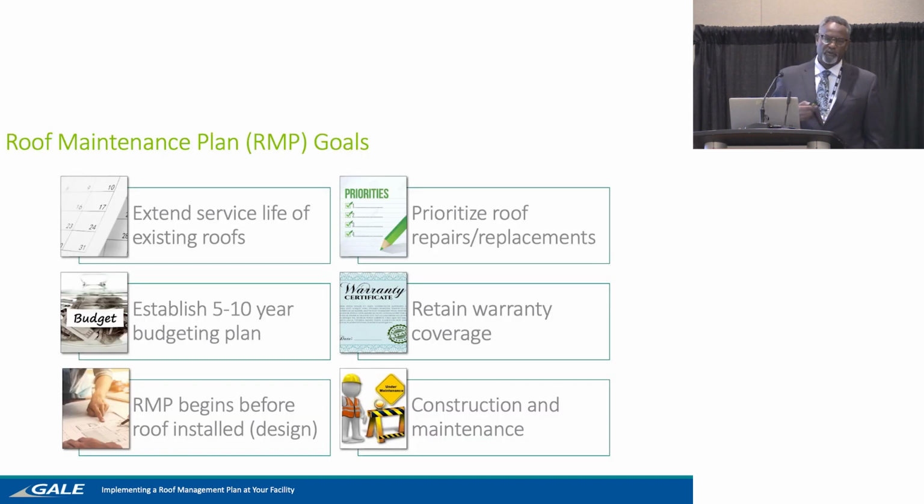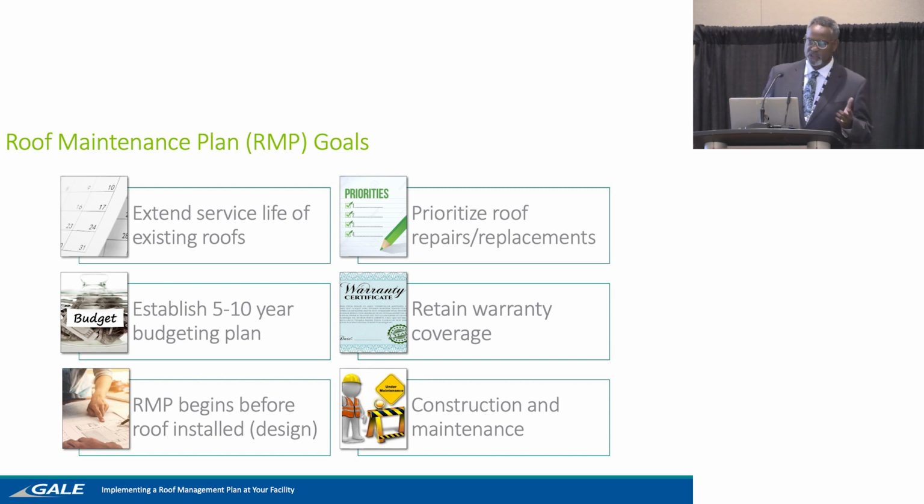What are the goals for a roof maintenance plan? What should it try to achieve for you? Number 1, extend the service life of all of your existing roofs, because you want to extend the life as long as possible. Prioritize the repairs. Like I say, you're always having ongoing maintenance and repairs on the roof system, but you have to prioritize those repairs versus replacement. And establish a budget.